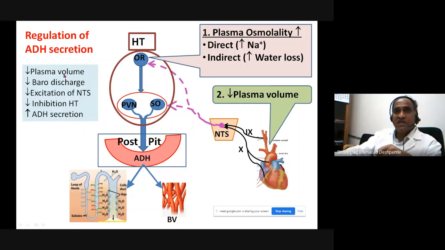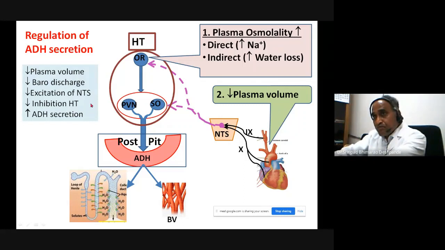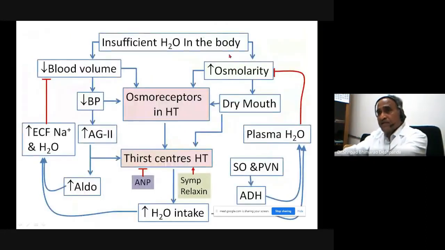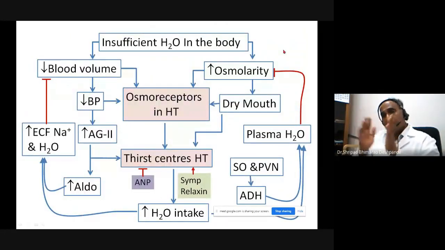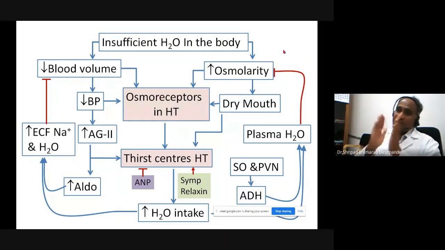Here I have mentioned decreased plasma volume, decreased baro discharge, decreased excitation of NTS, decreased inhibition of the hypothalamus, and the water secretion. At the same time, this increases the sympathetic activity. Maybe I will come back. The sympathetic activity causes dryness of the mouth and the drinking behavior. Now, I will move further. This one is the overall regulation of thirst, so I will take time here.